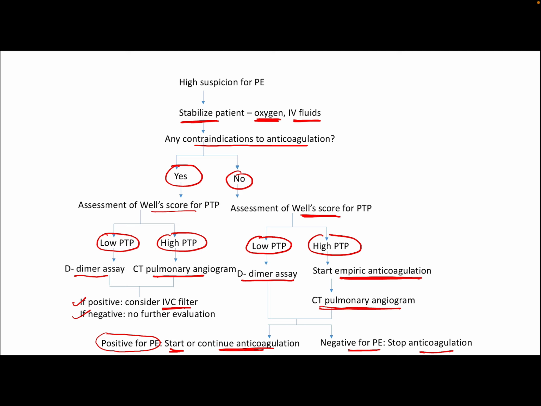So what I want to point out here, the major difference between the two arms of this algorithm is that in case of high PTP for pulmonary embolism, we actually start with empiric anticoagulation therapy before moving on to our CTPA test. Now that's quite important.